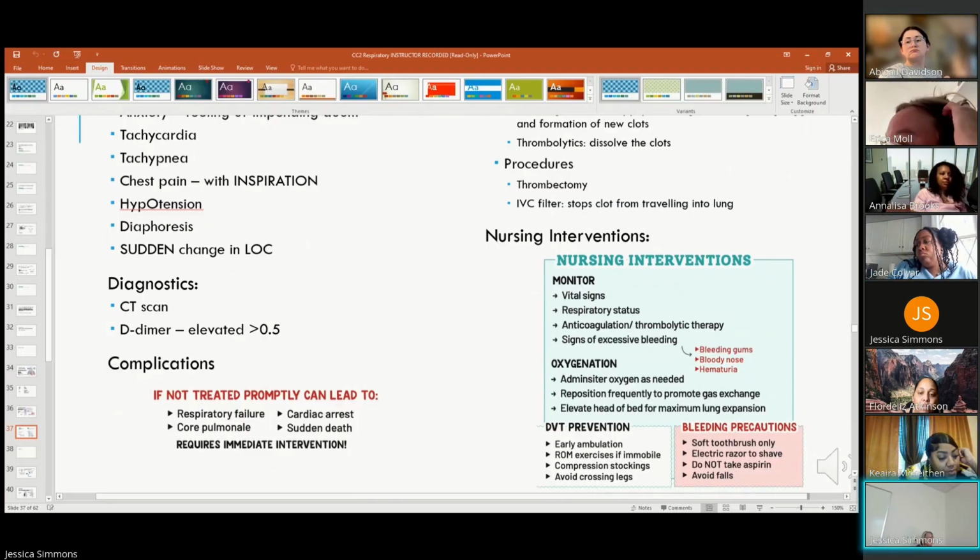Oxygenation, we want to administer oxygen as needed, reposition frequently to promote gas exchange, elevate the head of the bed. Truly, you want to prevent DVTs from occurring. Okay? So prevention is key. Early ambulation after surgery. Hospitalized humans need to get out of that bed. They need to ambulate. Okay? Range of motion exercises if they are not able to get up and ambulate. Compression stockings, and we don't want to cross the legs.